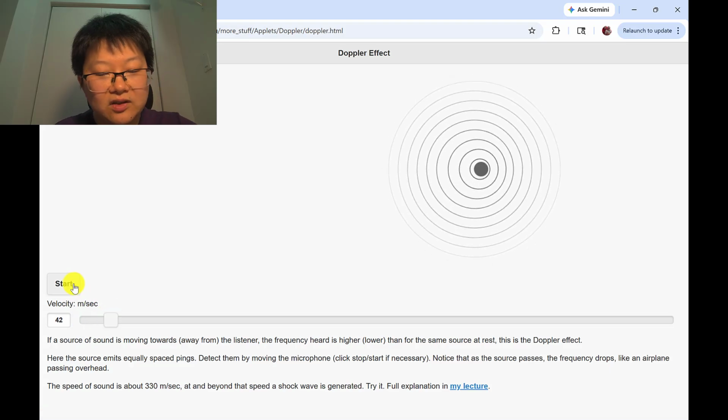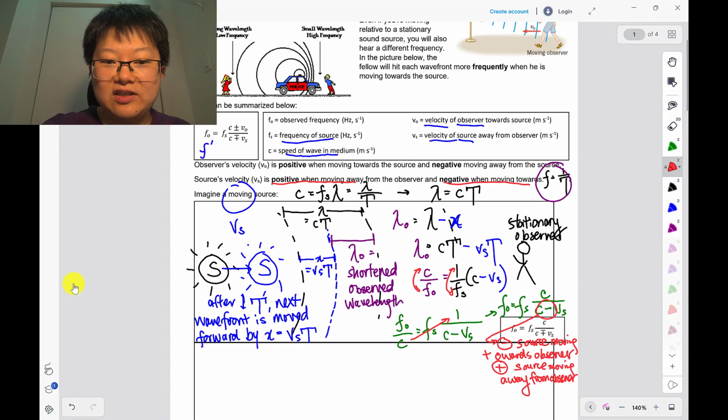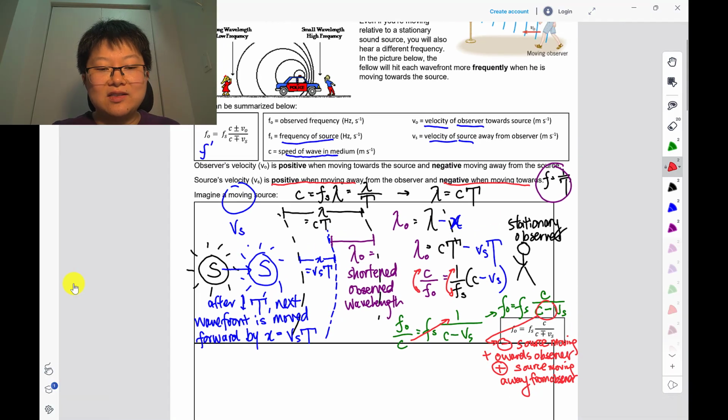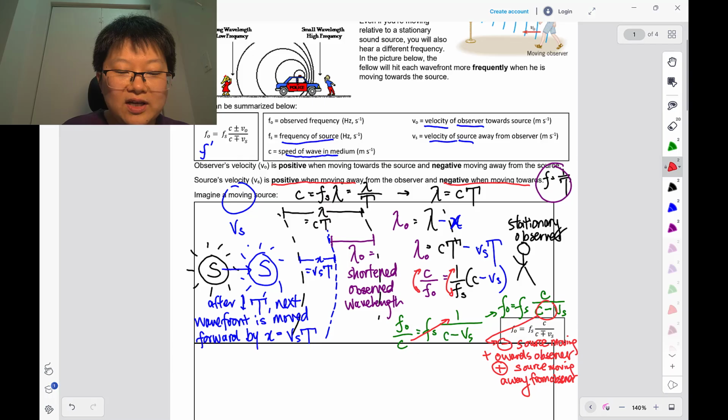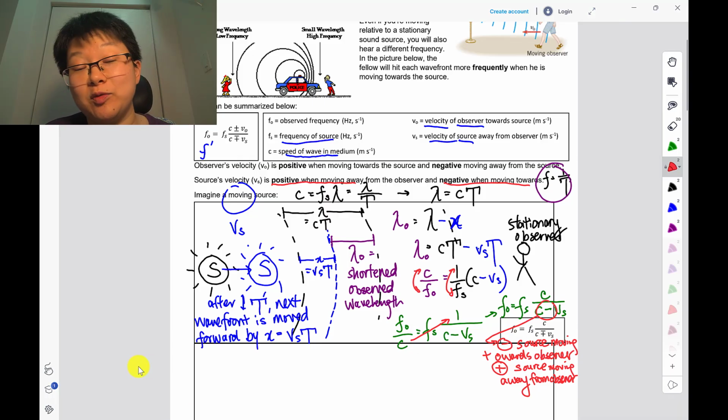Okay? So that being said, this concludes the first part of the Doppler effect derivation. The second derivation, which is below, is where I'm going to have a moving observer instead of a moving source.